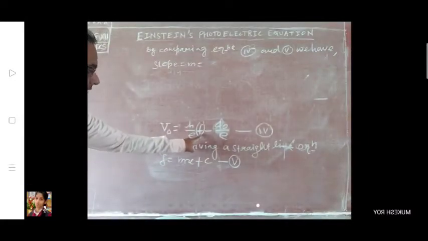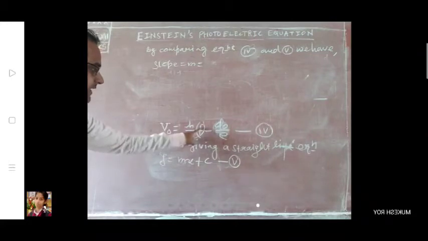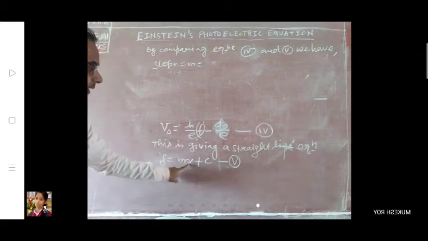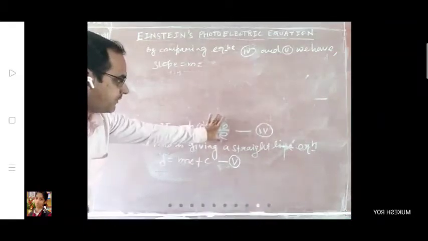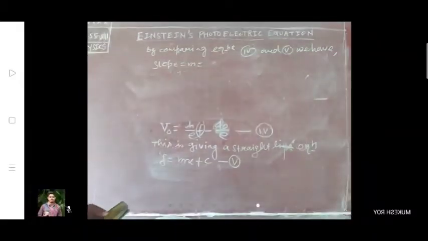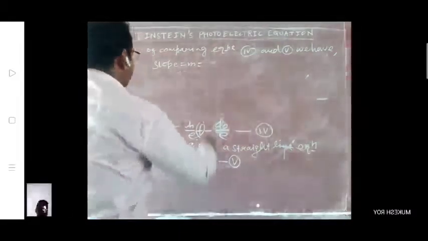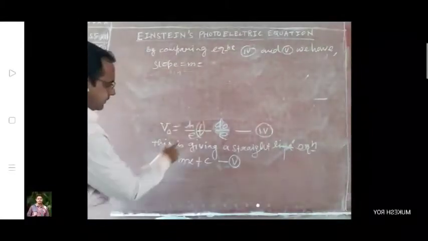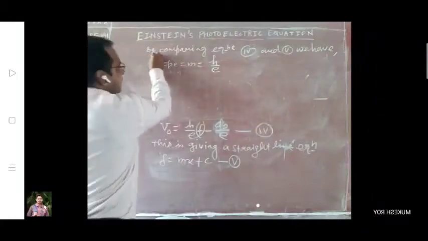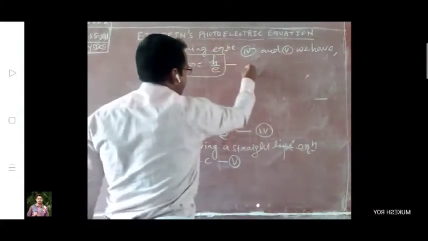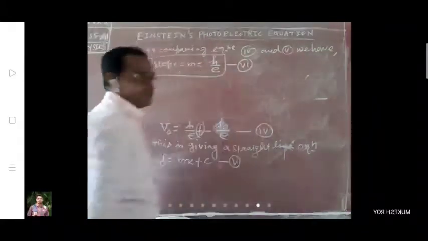So slope times x, in place of x that is variable f, frequency, and constant quantity c के रूप में, intercept के रूप में phi naught by e, ठीक है बेटा? Phi naught by e. So we have slope m equals what? H by e. This is nothing but one of the important equations. Suppose equation number 6.